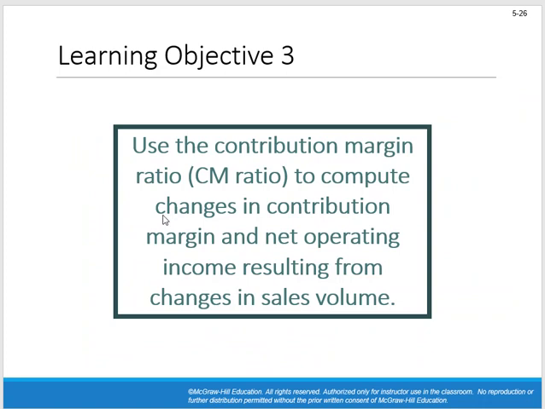So next we're going to use the CM ratio to compute changes in contribution margin and net operating income based on changes in sales volume. Now, warning, this is going to seem somewhat repetitive as to what we already did. The break-even point is still 400 bikes. If we sell 401 bikes, the profit is still going to be 200. This is another way of computing the same thing.